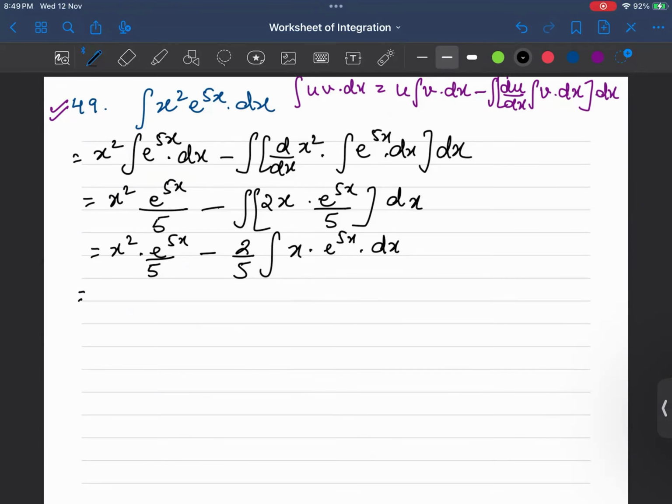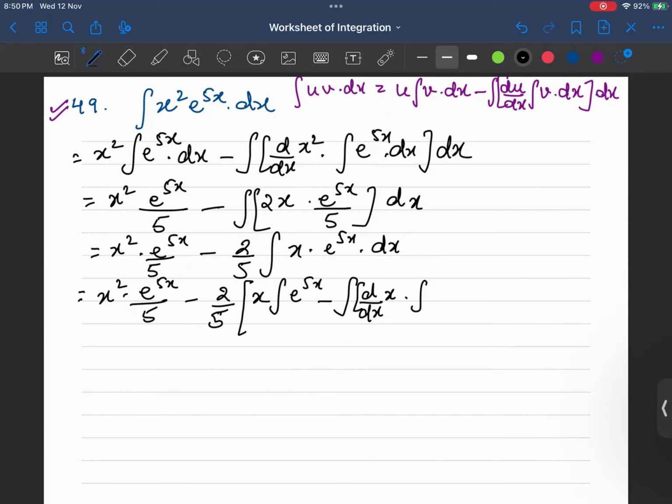It would be better to solve it as an additional one and then continue, or if you want to continue in the same, it's up to you in the exam. Minus, keeping 2 by 5 at the outside and then make the big bracket. Now which one would be your first function? X would be your first function, being algebraic, and e power 5x is exponential, the second function. Integration of the second function minus integration of the whole dy by dx of the first function, integration of e power 5x dx, whole.